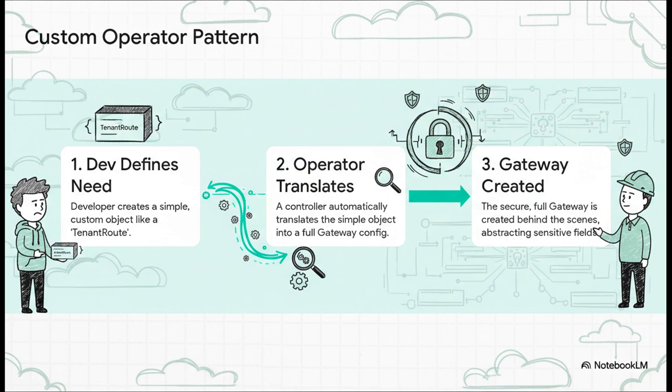Well, this is where the custom operator pattern comes in. It's an even higher level of abstraction. So a developer defines what they need in a super simple custom resource. Maybe you call it a tenant route. Then a controller, or an operator, watches for these objects and automatically translates them into the full, complex, and secure gateway configuration behind the scenes. The developer never even touches the sensitive fields.